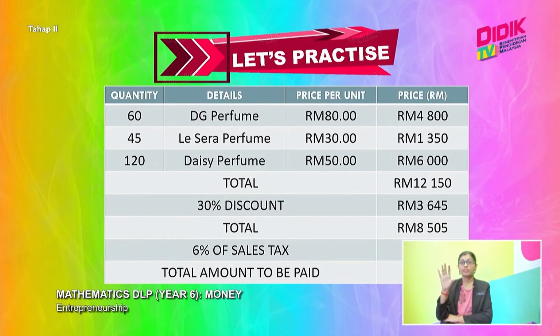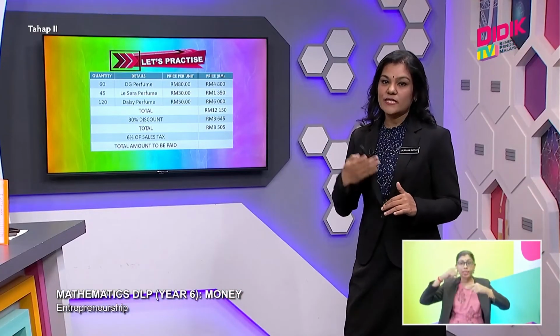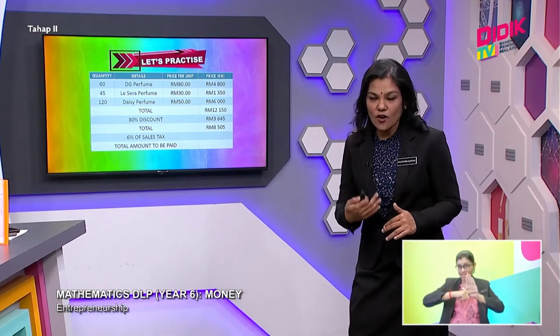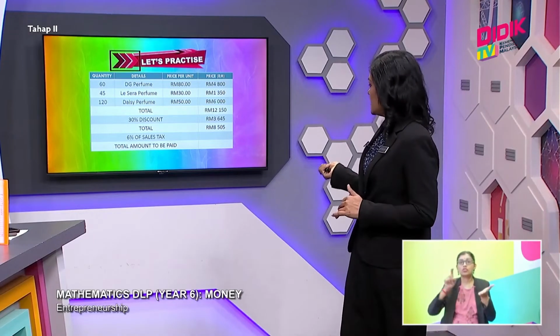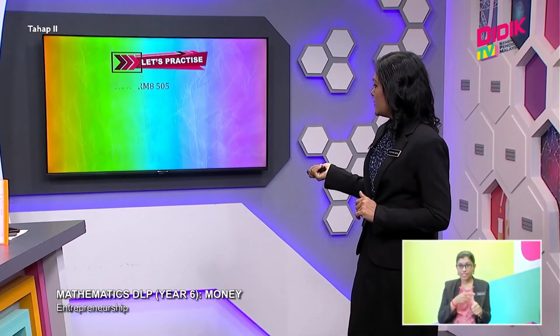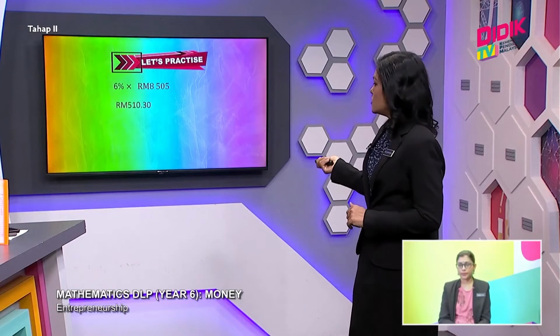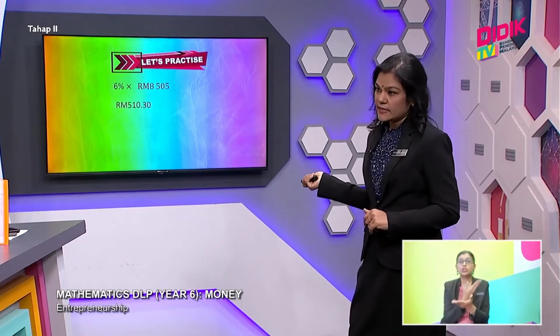And here we have another step. The person charges you 6% of sales tax. When it comes to sales tax, are you going to add or deduct? For discount, we deduct. For sales tax, we have to add on, kids. First you have to find how much is the 6%. So 6 over 100 times 8,505, because it is the new total. So you will get 510 ringgit and 30 cent.